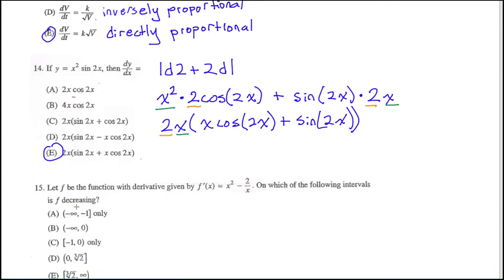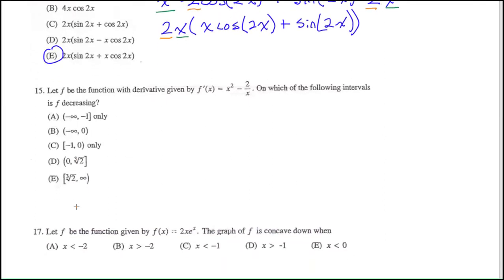All right, on number 15. So we have the derivative, and we're looking for where f is decreasing. I automatically think of the definition of f decreasing. What is that? f prime is less than 0. F prime is negative. Therefore I need to set this equal to 0 and figure out which interval it's happening. I can probably tell that I'm going to have -1, 0, and the cube root of 2. But let's actually check what's going on.